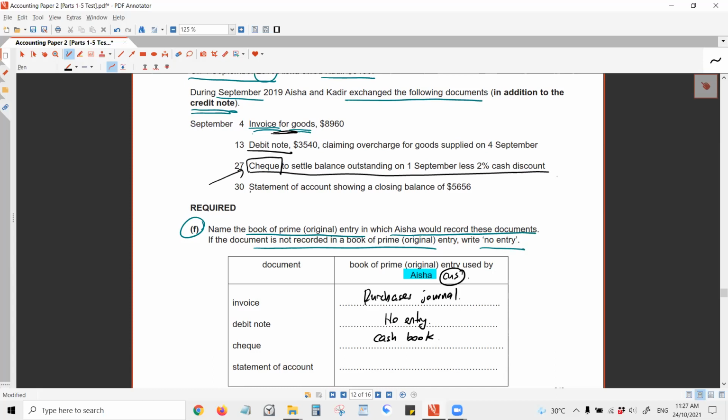Statement of account. Do you record statement of account? No. Statement of account is just a summary of transactions. Inside the statement of account, you can see throughout a month what has happened between supplier and customer. How many buyings have occurred, how many sellings have occurred, and so on. So you don't have to record it. Remember, these two documents are not recorded: don't record debit note, don't record statement of account.